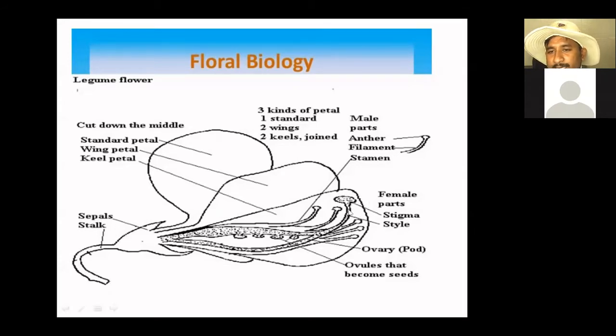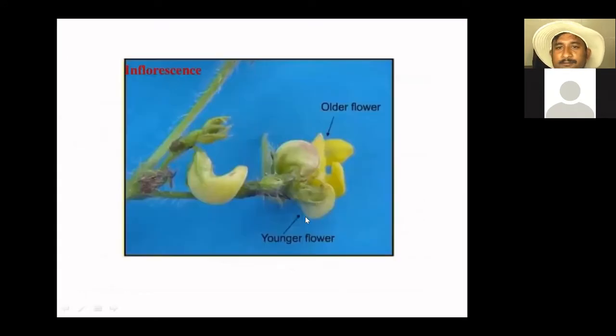Stigma is attached to the style, and there is an ovary inside this pod, and then there are ovules that become the seeds, and there are stamens. There is an anther and a filament, the male parts in this flower. And just look into the inflorescence.